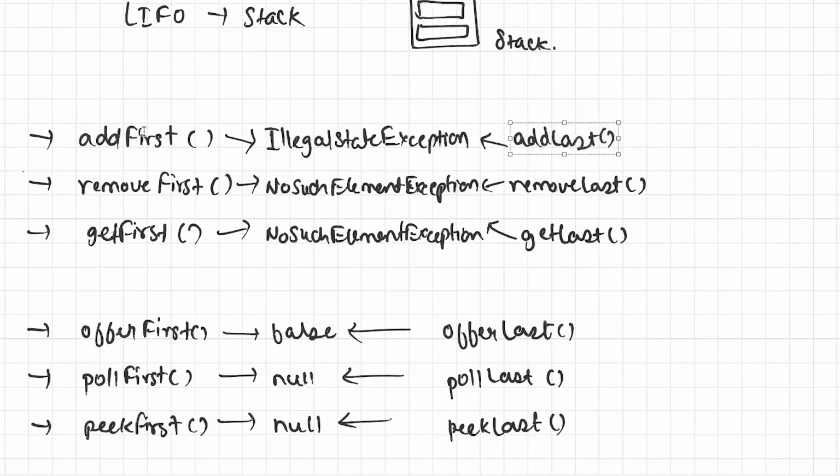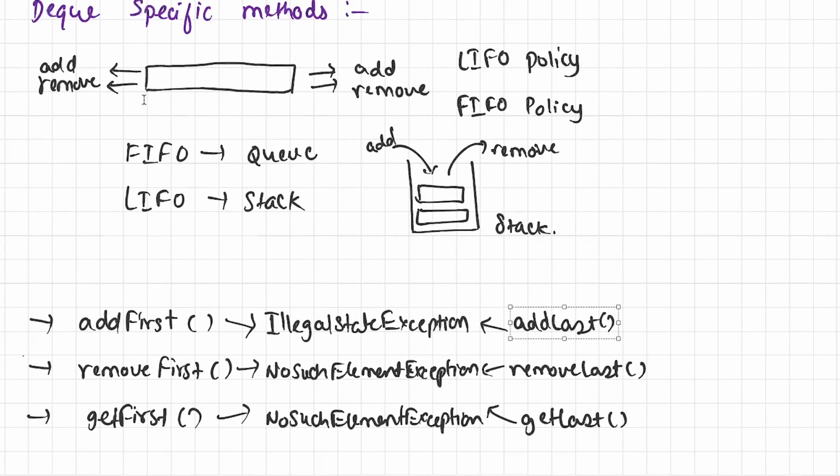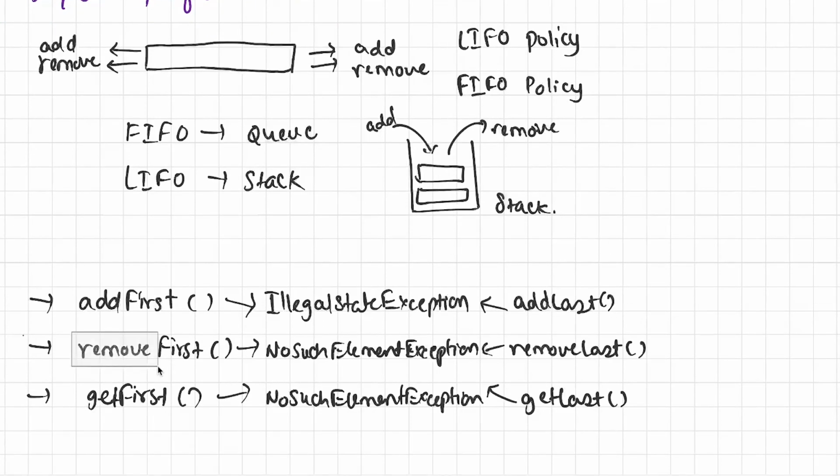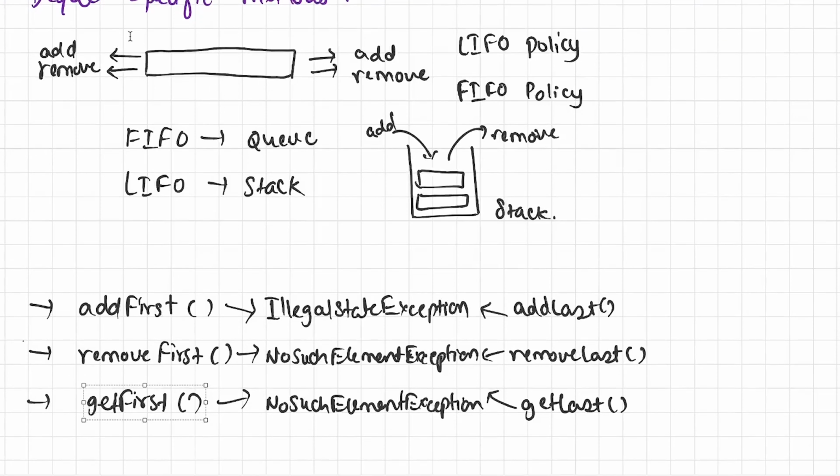The addFirst method is used to add an element to the front of the queue, and the addLast method is used to add elements at the end of the queue. The removeFirst method is used to remove elements from the beginning of the queue, and the removeLast method is used to remove elements from the back of the queue. The getFirst method is used to get the element from the front of the queue, and the getLast method is used to get the element at the back of the queue.